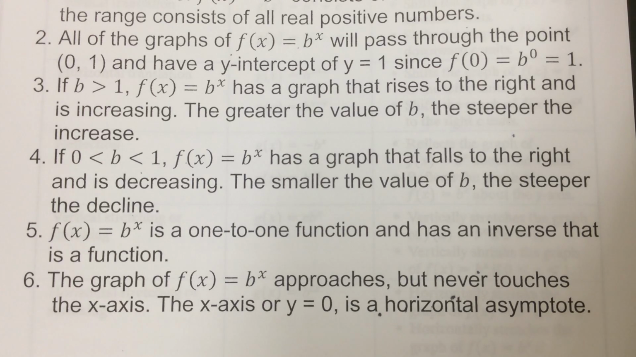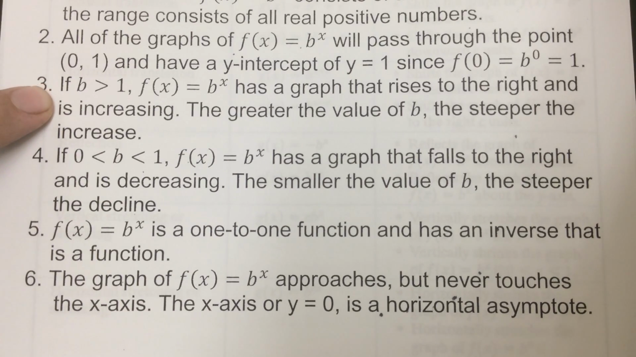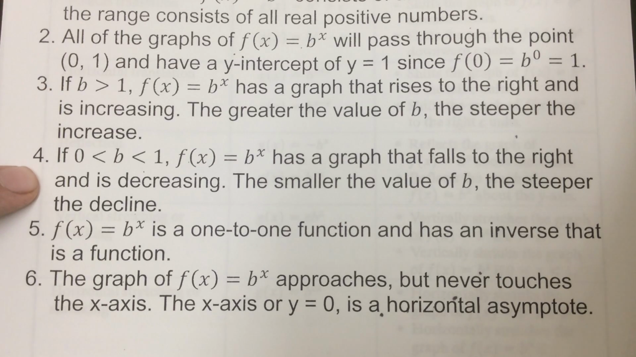All the graphs are going to pass through the point (0, 1) because anything to the 0 power will be 1. If our base is greater than 1, as we go from left to right, we're increasing. If we're between 0 and 1, we're going to be decreasing as we go from left to right.